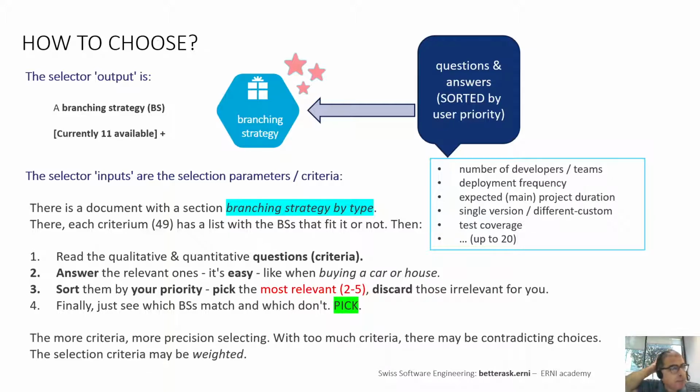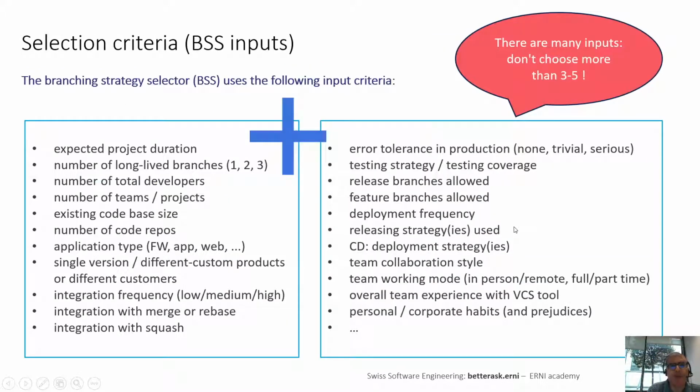Because if you choose too many, there might be incompatibilities, and if you choose too few questions, there will still be too many options to choose from. The questions are like number of developers, deployment frequency, expected project duration, are you going to run a single version or different custom ones, how large is your test coverage? These are the questions. We have them listed here.